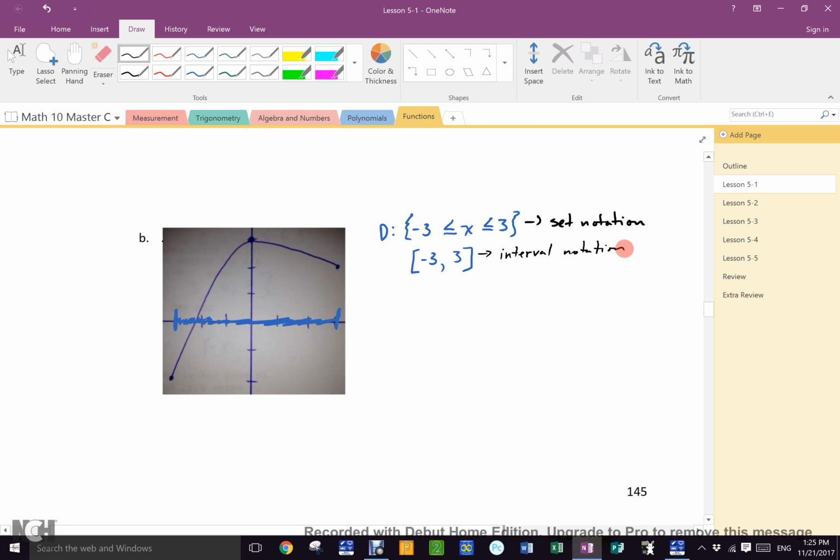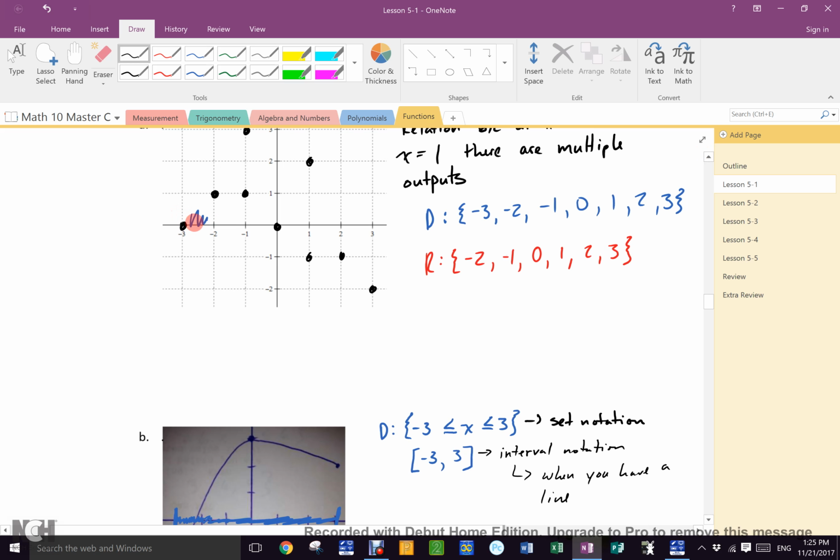Just wait. No, because interval notation has a problem. You can only use interval notation when you have a line. You can't use interval notation if it's just dots. Okay? So like you could use it for that one, but you couldn't use it for A. Can't use it for A because there's no interval, right? There's no values there. So I can't say it's -3 to 3 because all of these are blanks. Picking up what I'm putting down?